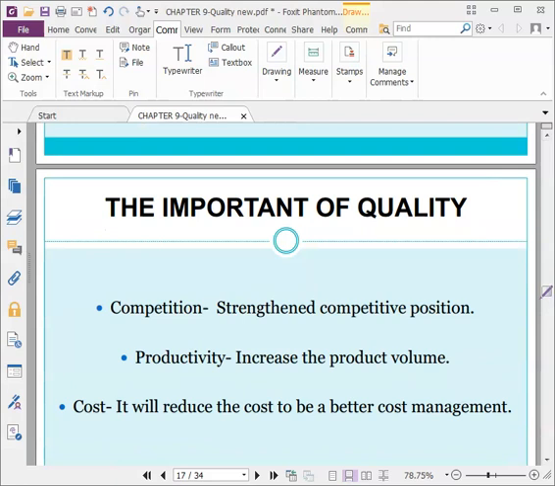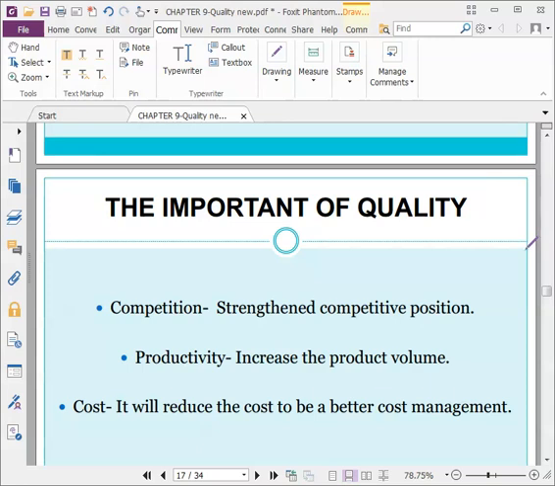Okay, if you want to compete with others, you should have a good quality in the product or services. If not, you will fail to compete with others. Strengthen competitive position. Okay. So if your product does not have quality, so you fail lah, okay, dengan produk yang lain.